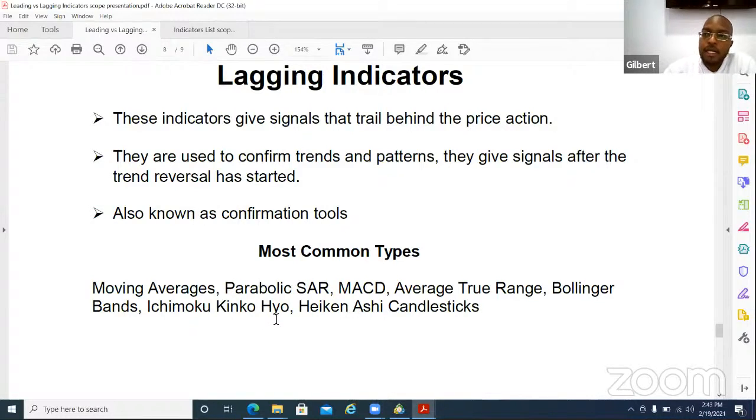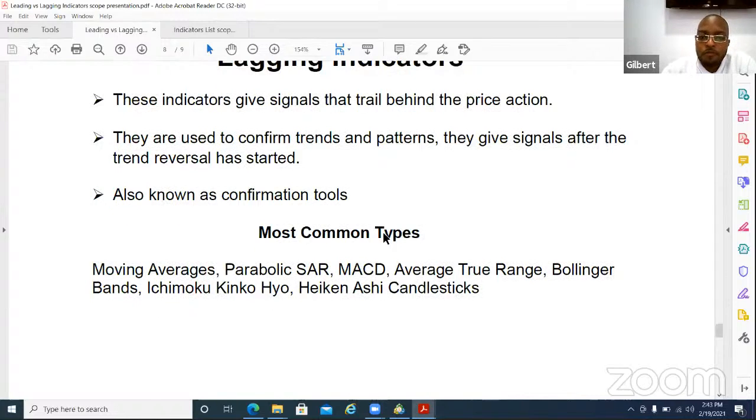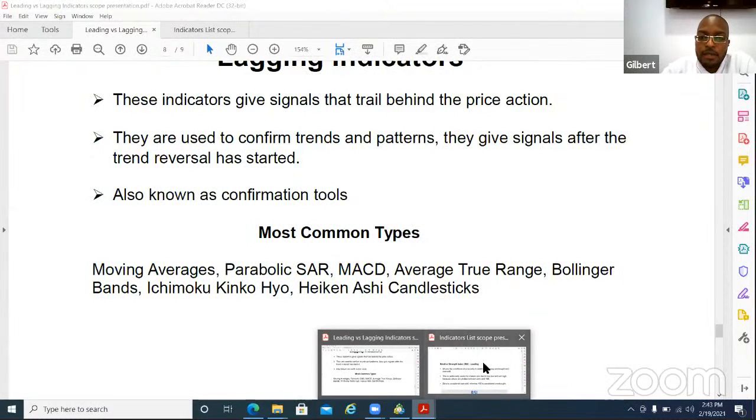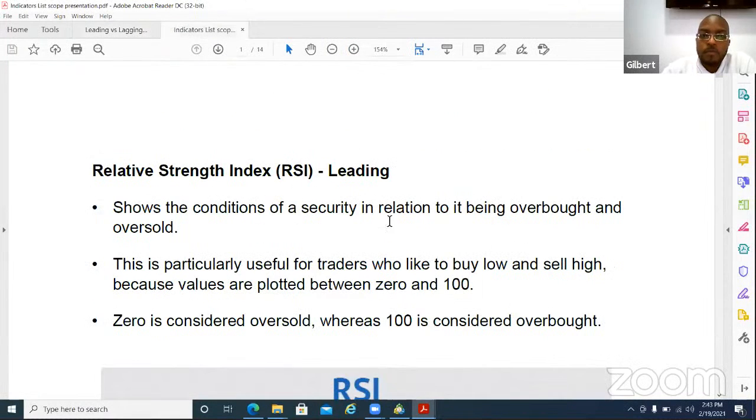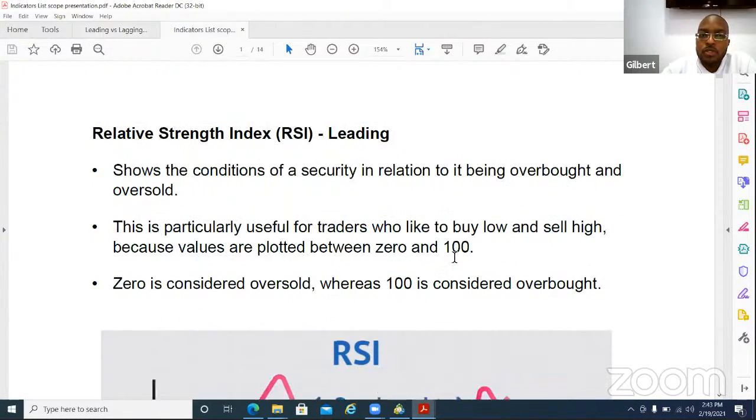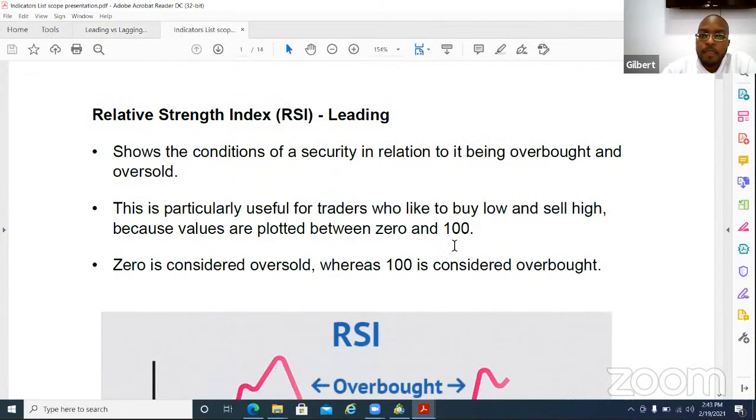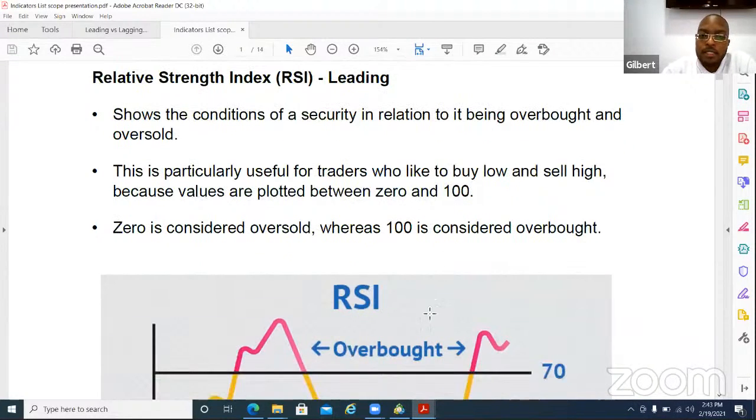So they're in the second category, trend indicators. All right, so from there, I would like to go to another slide here that now shows these indicators. So RSI, we said, is a leading indicator. Now, what does it do? It shows the conditions of a security in relation to it being overbought and oversold. So that's what it does. It shows us overbought and oversold conditions.